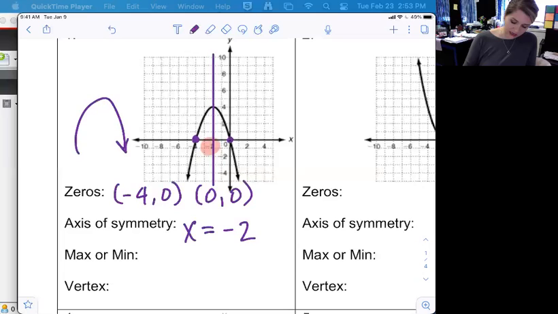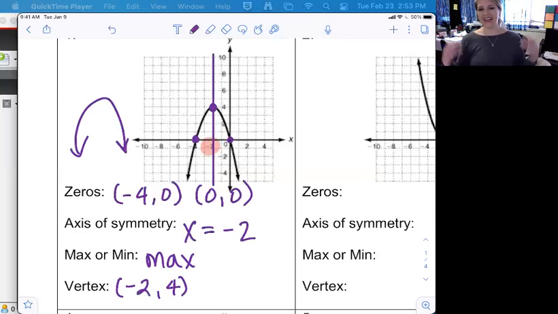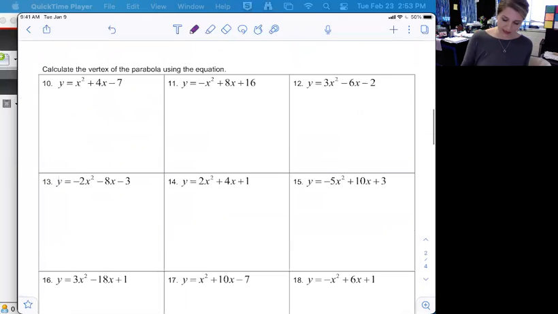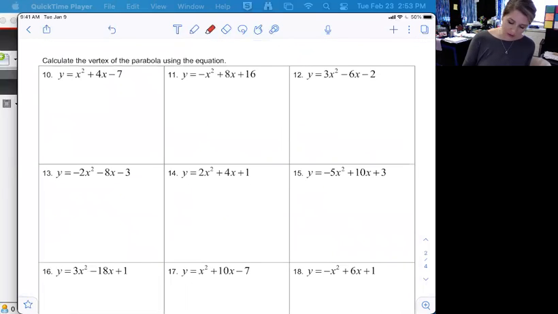Because this is a concave down parabola, it is a maximum. And then your vertex is always the highest point. So our vertex over here is over -2, up 4. This is what you're doing for your assignment today, okay? You're looking at all of the graphs, filling in all of the information about each graph. When you get to the second page, this one's a lot easier because look at what it's asking for. I just want you to find the vertex of it.